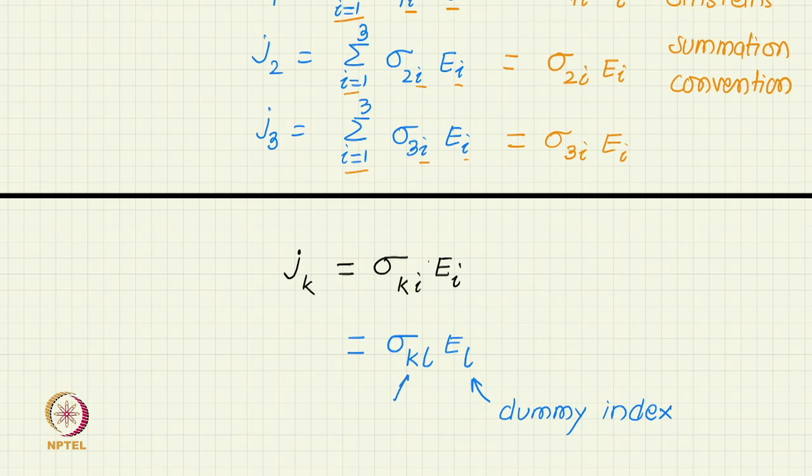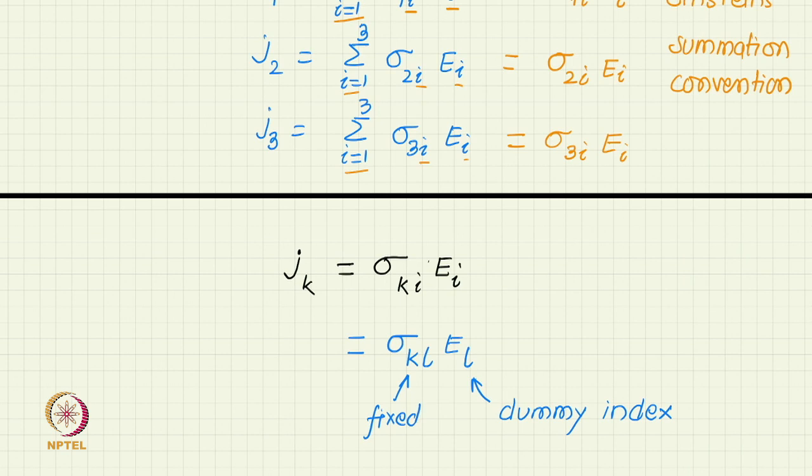But k is not dummy, and if I make k some other subscript, then the equation will become inconsistent, because k appears on the left hand side, but not on the right hand side. So, this is the fixed index, and the same fixed index should appear in the equation on both left and right hand side, but it does not matter what dummy index appears on the right hand side of this equation, it can be replaced by any other subscript.